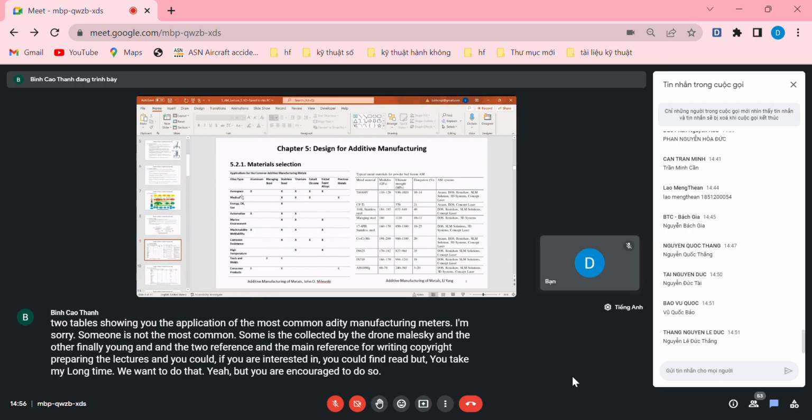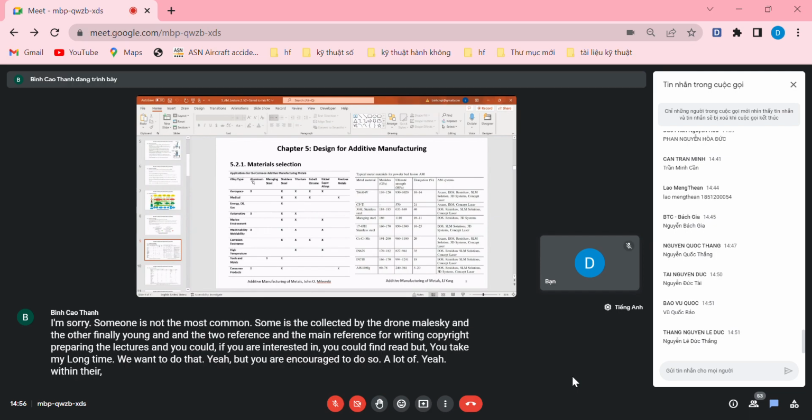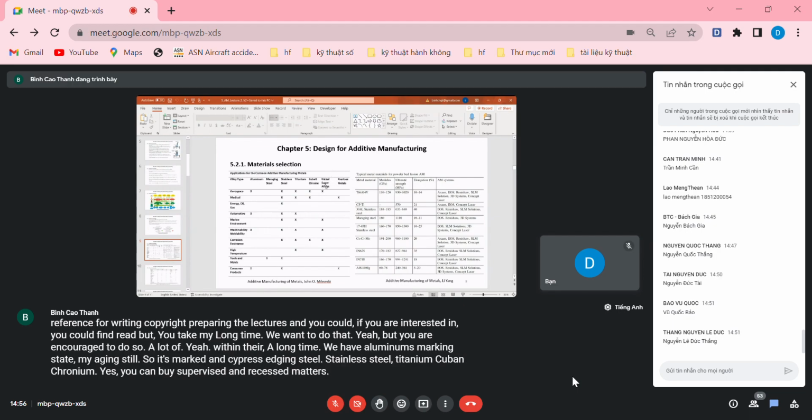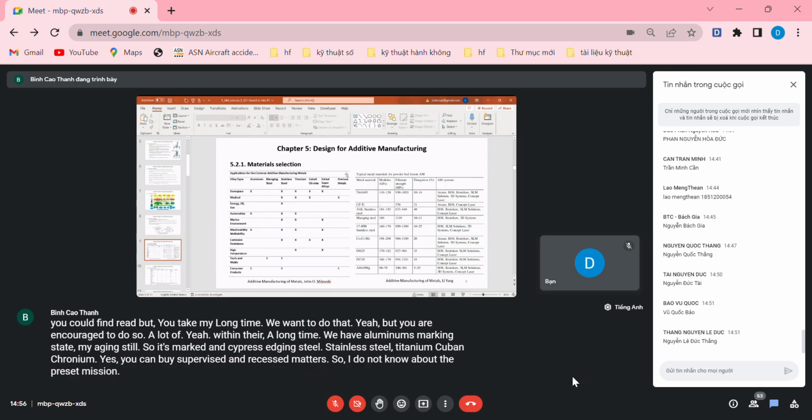Within the alloy types, we have aluminum, maraging steel, and tool steel, so it's maraging plus tool steel, stainless steel, titanium, cobalt chromium, nickel-based superalloys, and precious metals. I do not know about the precious metals. Nobody knows everything. Cobalt chrome I have heard of, but I do not work with it.